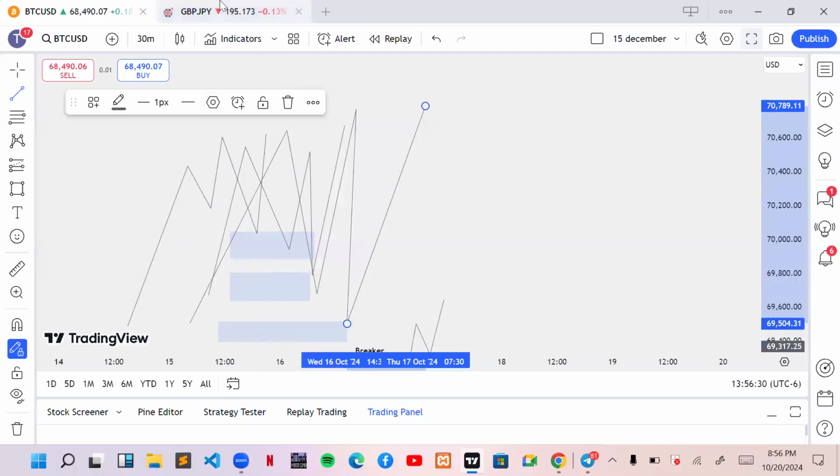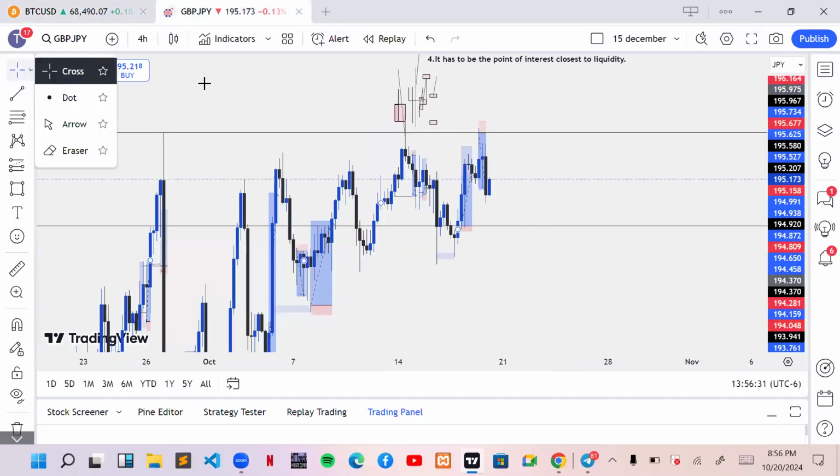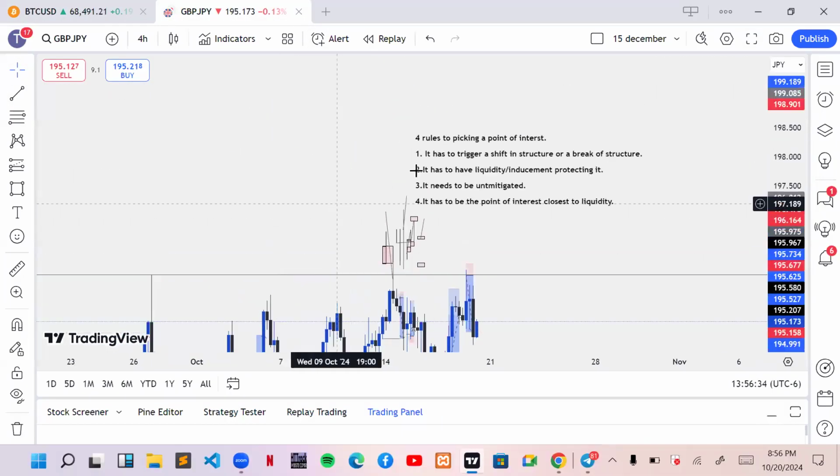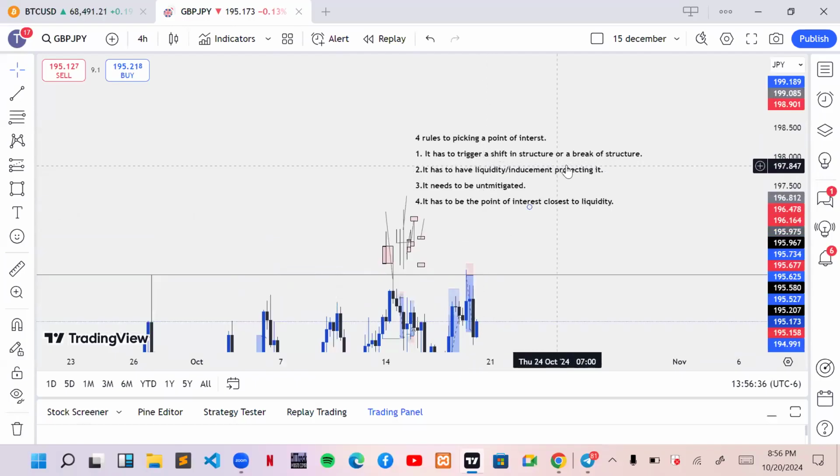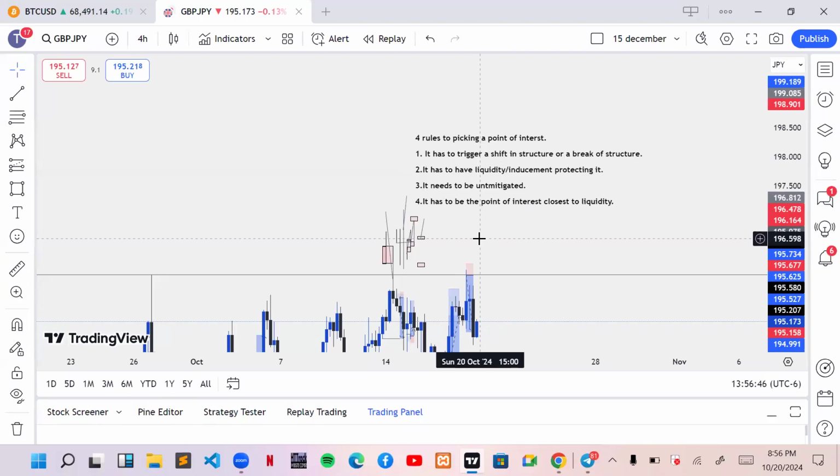You pick it. So just make sure that it obeys these four rules right here. Structure shift has to have liquidity. Needs to be unmitigated and has to be the point of interest closest to liquidity. Once you follow these four rules, it will tell you whether to pick your point of interest from a breaker block or whether to pick your point of interest from your other block. That's just it.